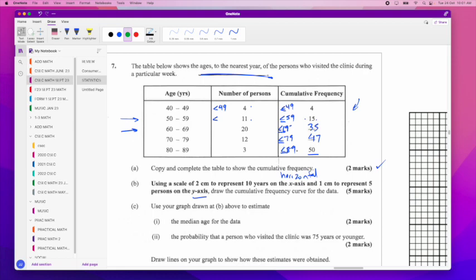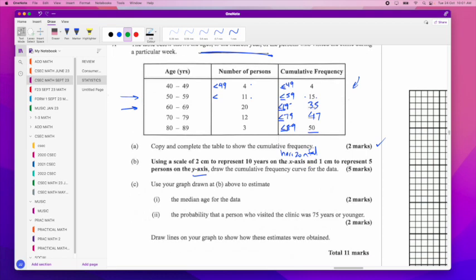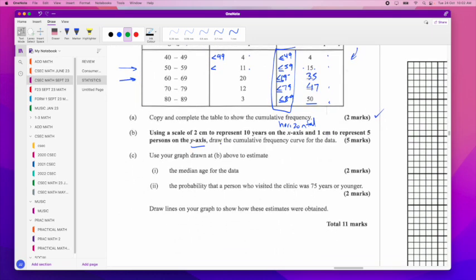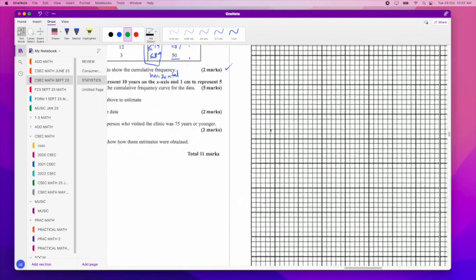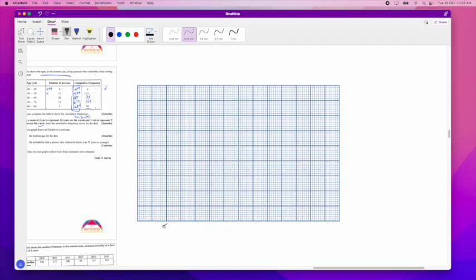Because this is what we're going to be putting on our horizontal axis, right? So this is the horizontal axis here, and these numbers will be the vertical axis here for the cumulative frequency curve, right? So what they say on the horizontal axis, they want 2 centimeters to represent 10 years, right? So you can see the range starts from less than 49, 2 centimeters here, and that gives me less than 49. Over here we'll have less than 59. Over here we'll have less than 69, less than 79, and less than 89.